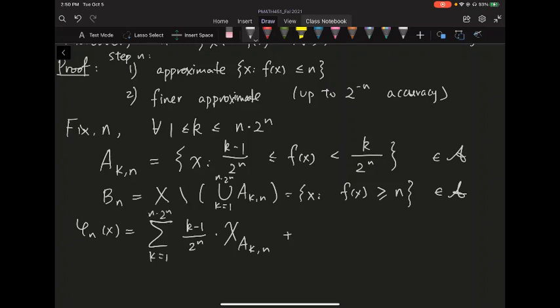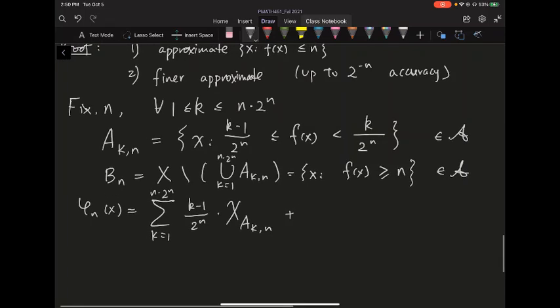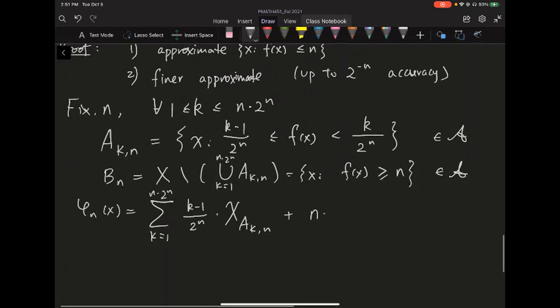And I also have another value, which is on B_n. B_n is everything that's greater than or equal to n, so let's use the minimum value. Let's just say n times chi of B_n. So this is a finite collection, a finite linear combination of characteristic functions. So this is a simple function.